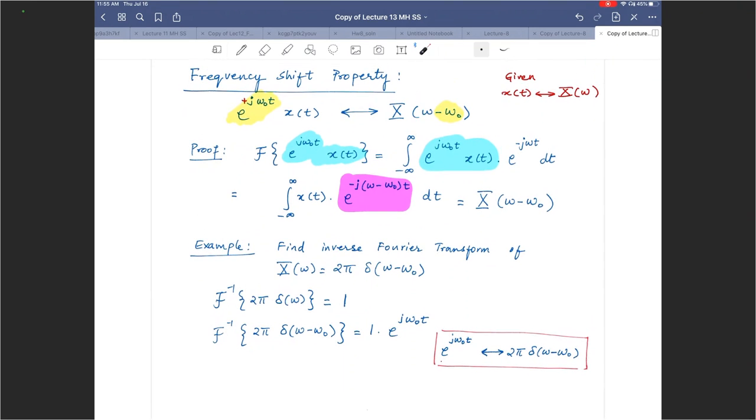Let us try to find the inverse Fourier transform of X of omega. We are given that in frequency, X of omega is 2 pi delta of omega minus omega naught. What is the inverse Fourier transform of that? Well, in the previous lecture, we found the inverse Fourier transform of 2 pi delta of omega. We did that by definition. If we know that the inverse Fourier transform of 2 pi delta of omega is 1, this is in the time domain, right?